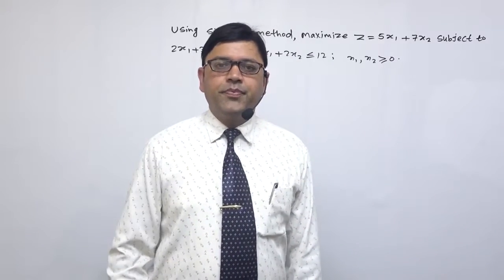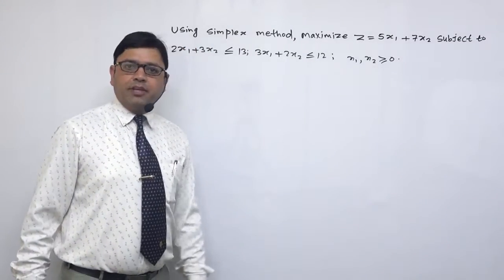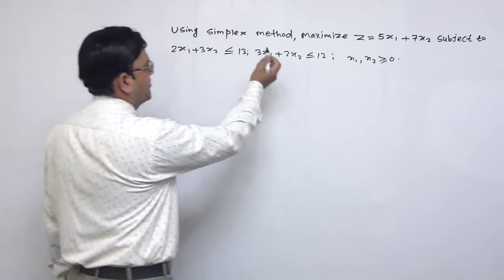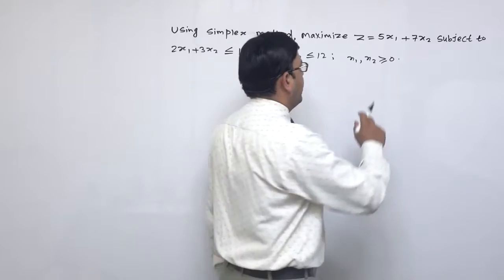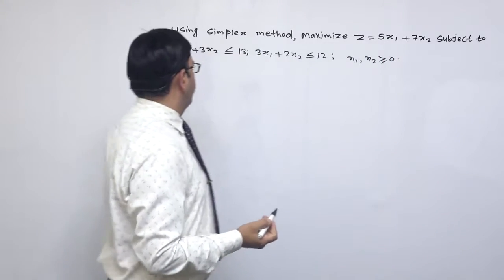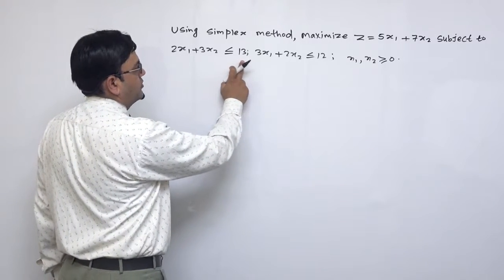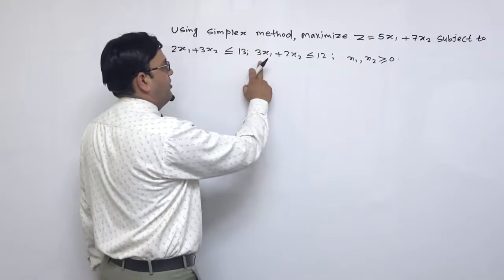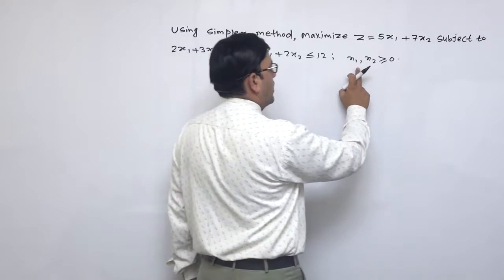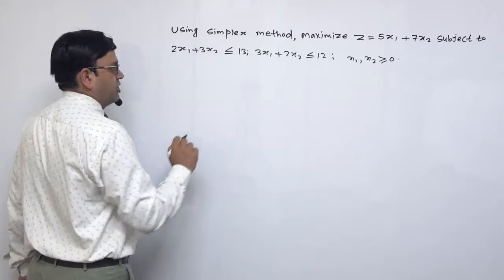Dear students, now we are going to start another linear programming problem. Our question is: using the simplex method, maximize z = 5x1 + 7x2 subject to 2x1 + 3x2 ≤ 13, similarly 3x1 + 2x2 ≤ 12, and x1, x2 ≥ 0. Now how can we solve this question?